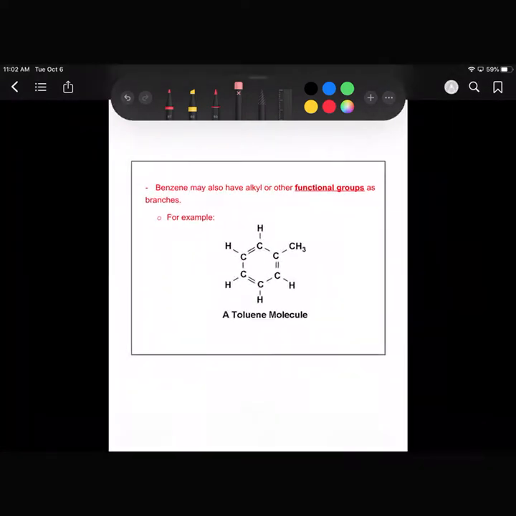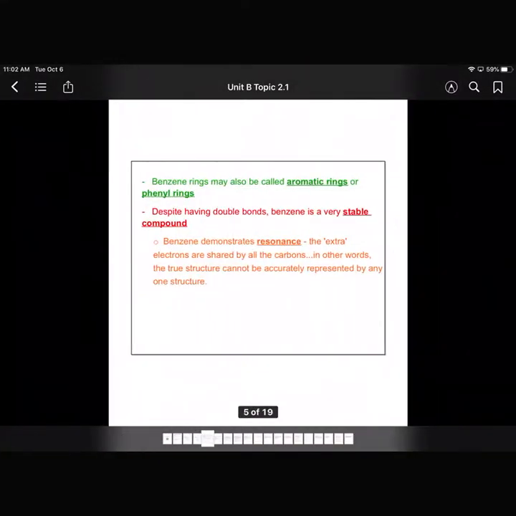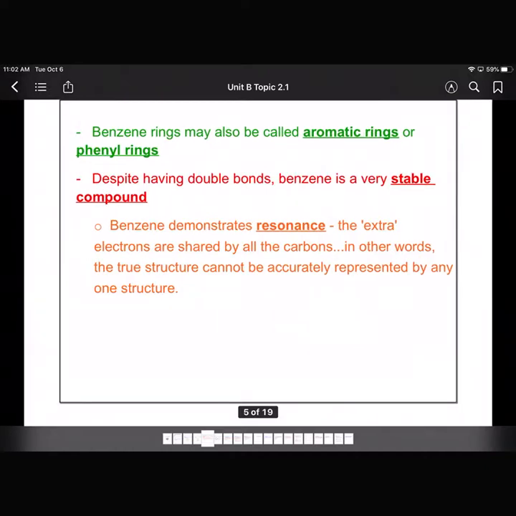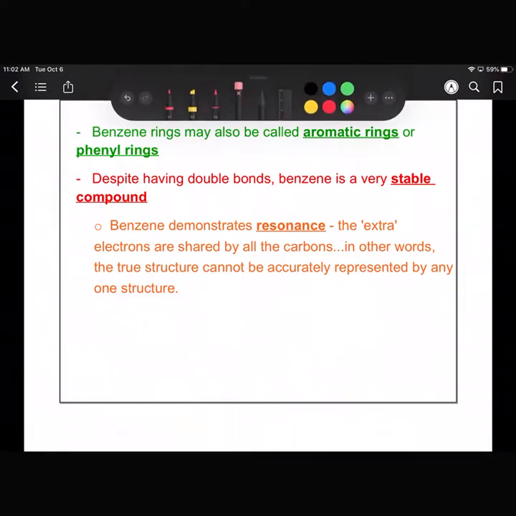On an exam they had in the past, when I taught this class, this was a question, about aromatic rings. Benzene rings may also be called aromatic rings or phenyl rings. What aromatic means is that it's really smelly. It has a smell, not necessarily a good or bad smell. And we actually had something in there that was a benzene.